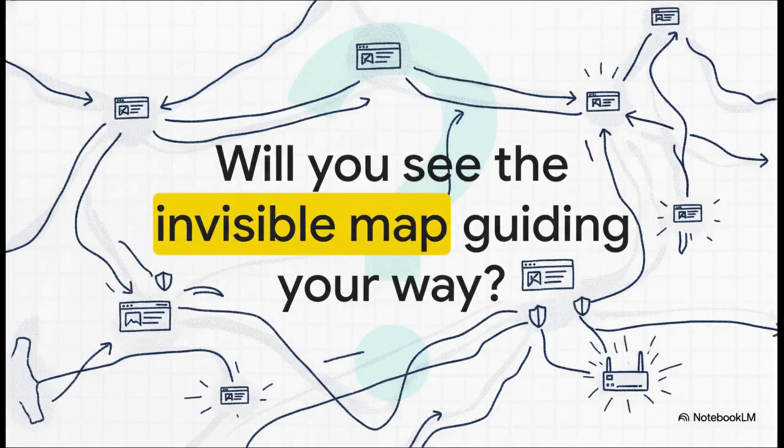So I want to leave you with this thought. The internet is no longer just a collection of static, disconnected pages. It's a fluid, seamlessly connected map. Next time a page instantly changes its layout, updates its data, or secures your private information without ever skipping a beat or reloading your browser, will you see the invisible map, the React Router, quietly guiding your way?